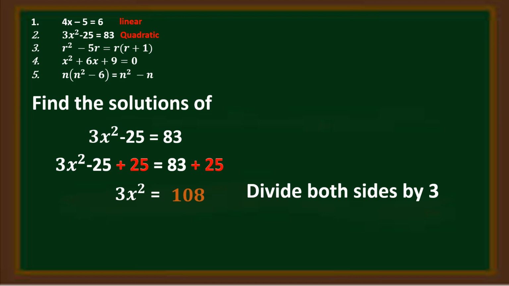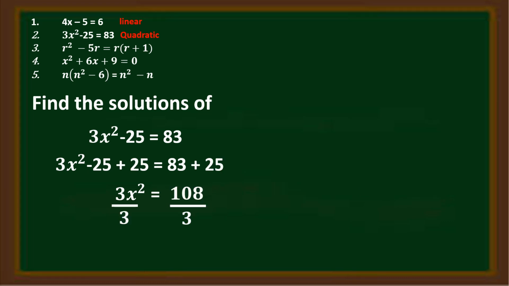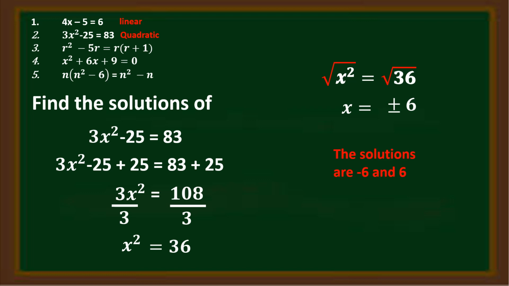Three x squared divided by 3 is x squared. And 108 divided by 3 is 36. Now we'll be getting the square root of x squared and 36. The square root of x squared is x, and the square root of 36 are 6 and negative 6. Therefore, the solutions are negative 6 and positive 6.